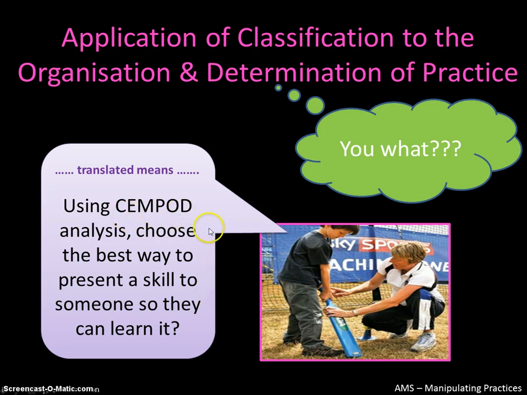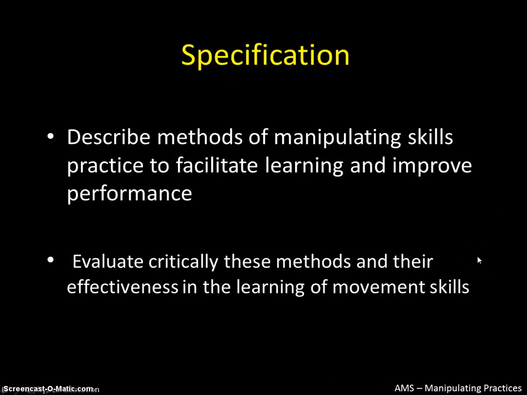We need to now choose the best way to present the skill so that somebody can learn how to do it. So this is very much about how you present a skill to a learner. And we'll go through this quite carefully. So the specification has two bits to it. Describe methods of manipulating skills practice to facilitate learning and improve performance. So how can we manipulate a skill to basically make people learn better? How can we present a skill to make them learn better?